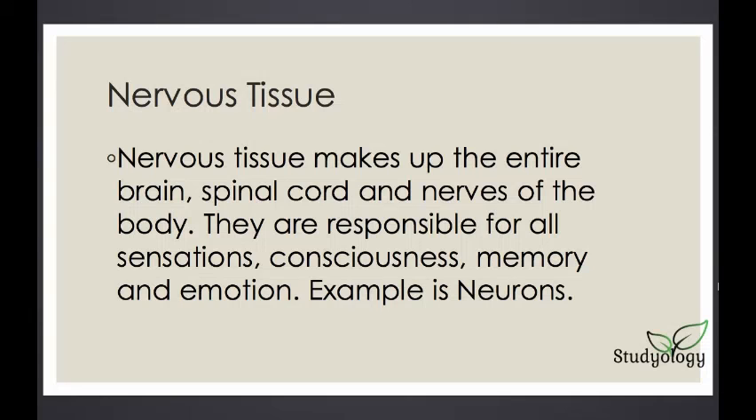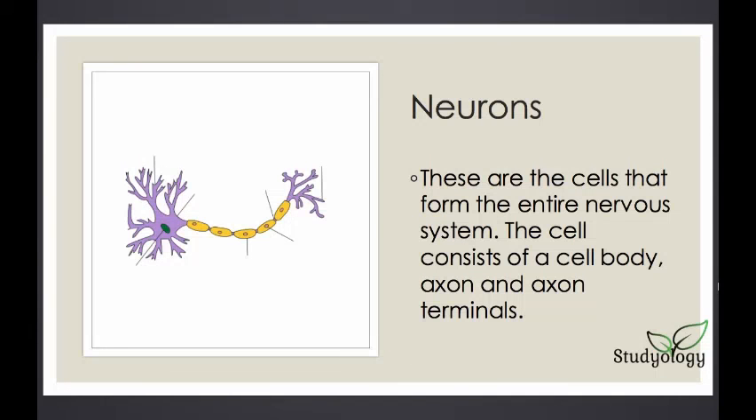So what are neurons? This is a picture of a neuron. These are the cells that form the entire nervous system. The cell consists of a cell body, axon, and axon terminals. So these neurons are made up of a cell body. They have a structure called axon and axon terminals. And I'll be taking another class about neurons because it's very, very important, and they have different parts that you have to learn. So these are some cells that form the brain, or you can find them in the brain.